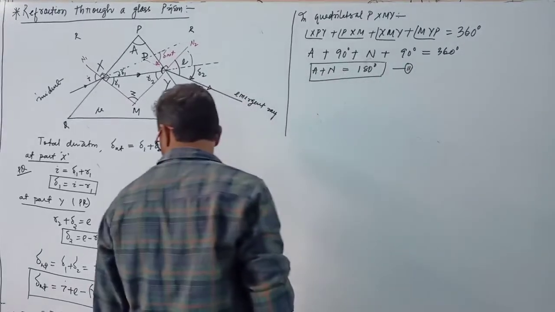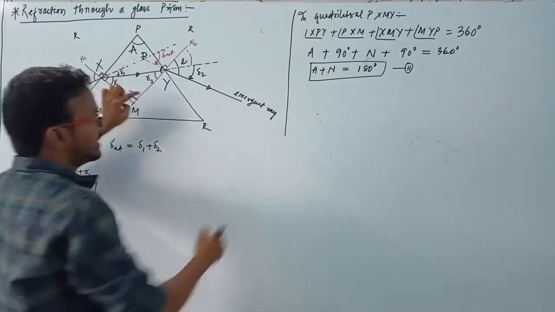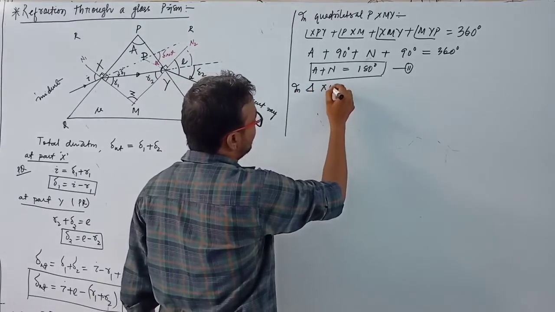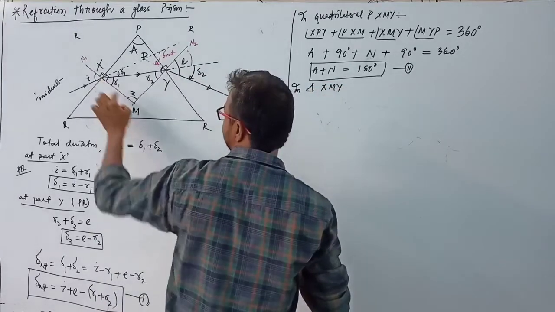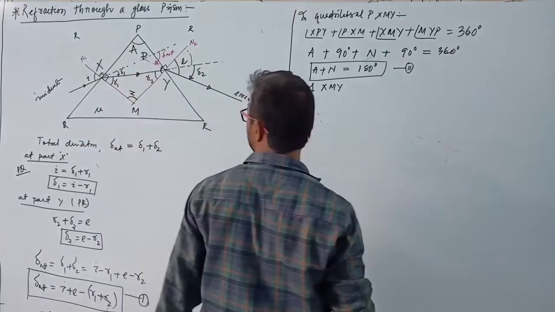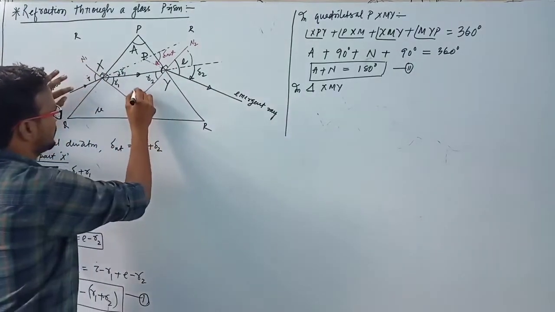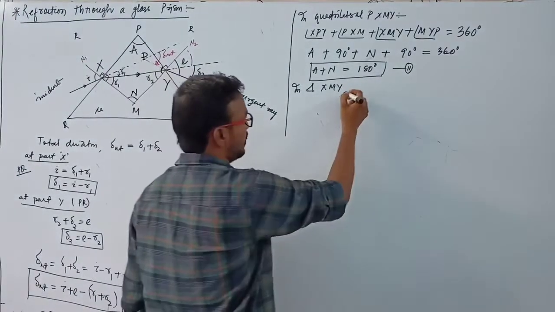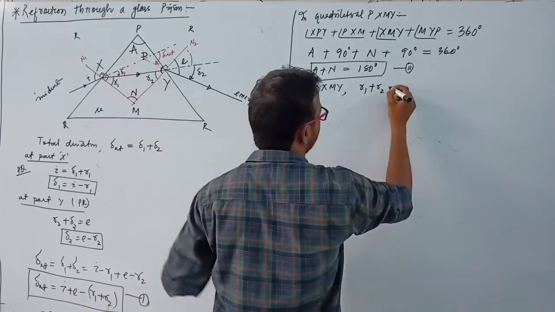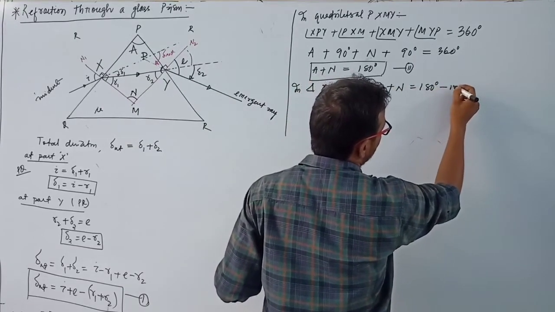Now again look at triangle XMY. In triangle XMY, the sum of the three angles is equal to 180 degrees. That means R1 plus R2 plus N is equal to 180 degrees. This is equation number 3.